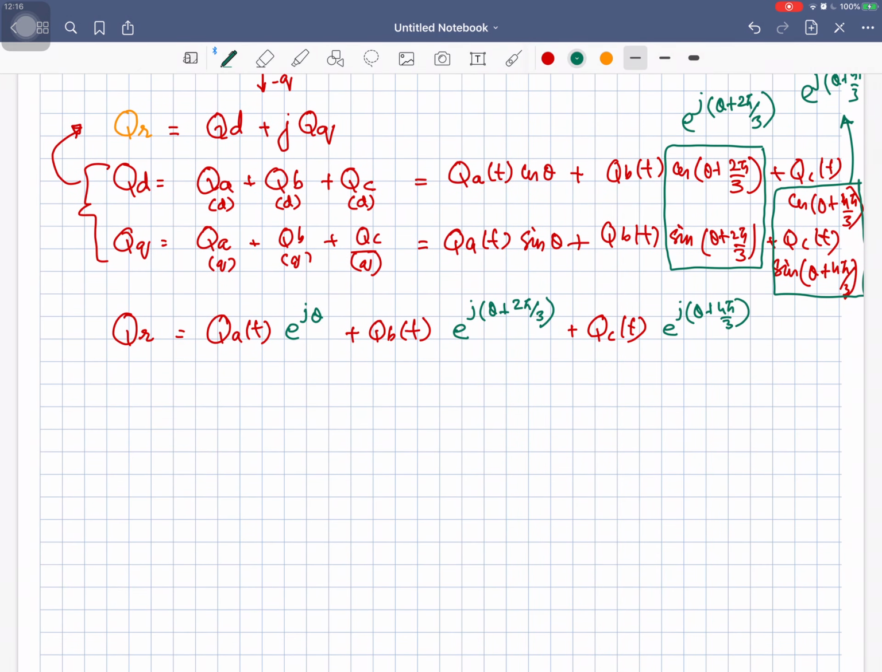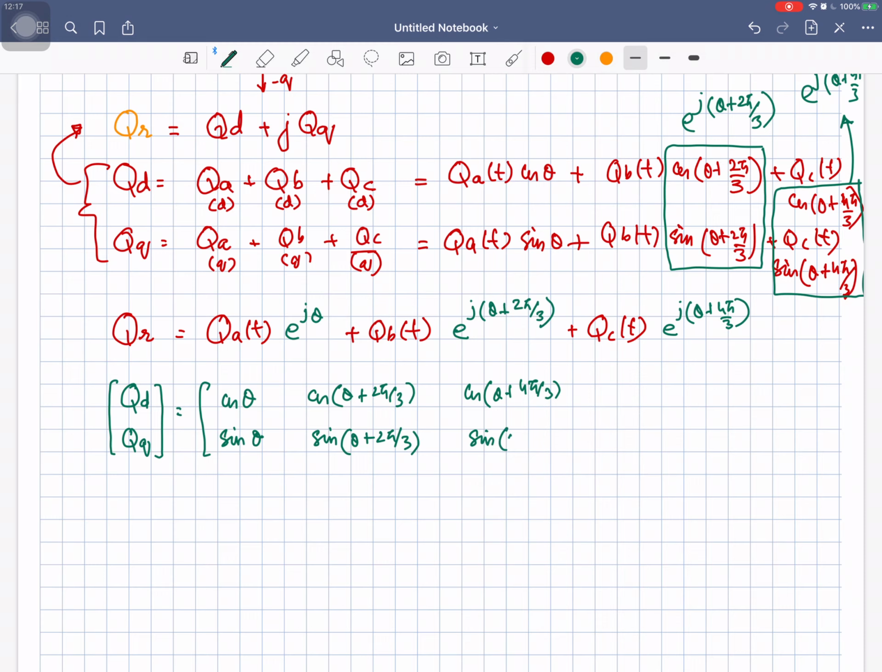Okay, so I can also write it in the matrix form like that: Qd and Qq will be equal to cos of theta, sine of theta; cos of theta plus 2 pi by 3, sine of theta plus 2 pi by 3; cos of theta plus 4 pi by 3, sine of theta plus 4 pi by 3, into the instantaneous value of phase A, Q B, the instantaneous value of phase B, and Q C, the instantaneous value of phase C.